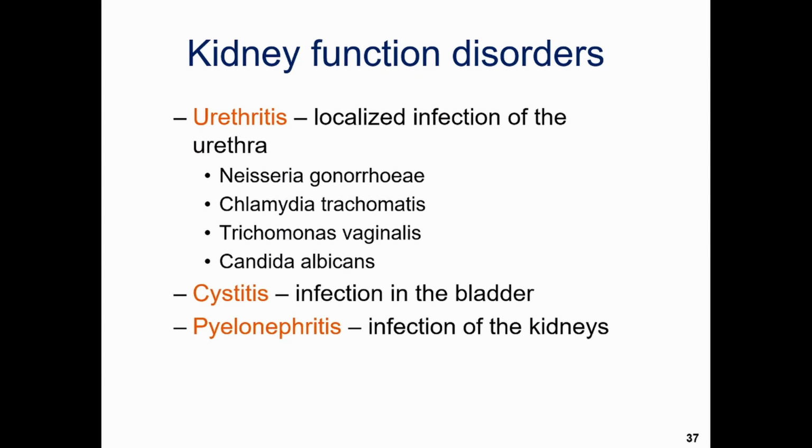Cystitis, itis again, so it tells us infection or inflammation. Cystitis is an infection of the bladder. And then pyelonephritis. Itis tells us infection, but pyeloneph, maybe not as straightforward. But neph, that sounds like nephron. And nephrons are going to be found in the kidneys. So pyelonephritis is an infection found in the kidneys.